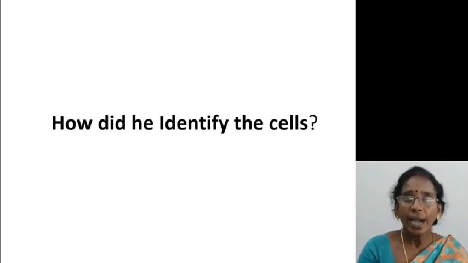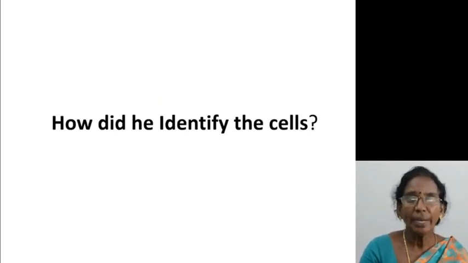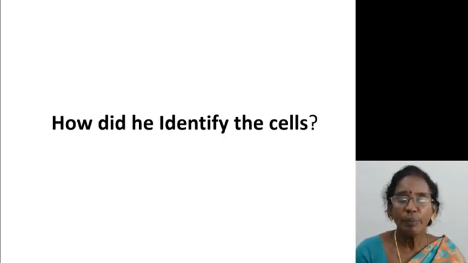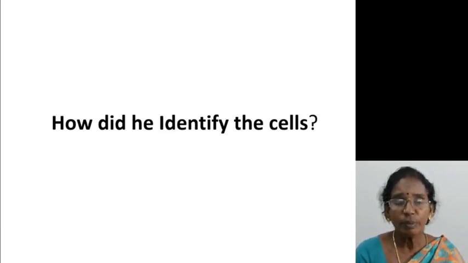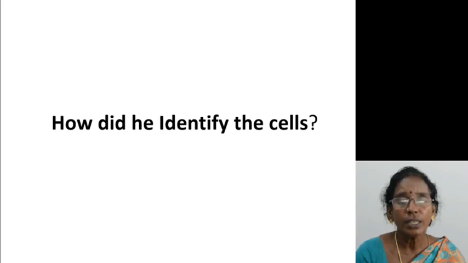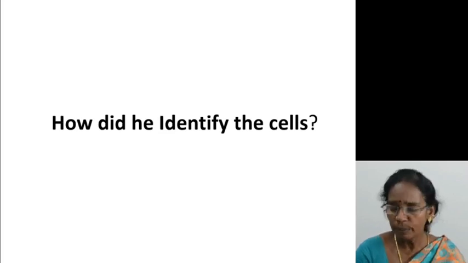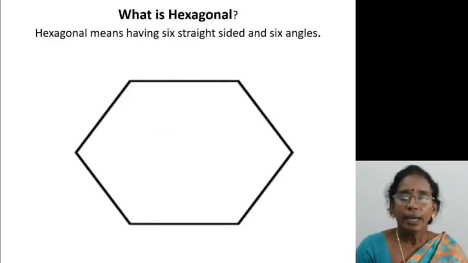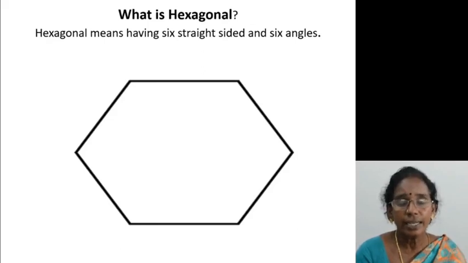How did he identify the cells? One day Hooke made thin sections of a cork. Cork is the substance obtained from the outer layer of the bark of the tree. He made thin sections of a cork and observed them through his microscope. He observed so many identical chambers which are hexagonal in shape. Identical means exactly alike. Chambers means room-like structures. Hexagonal means having 6 sides and 6 angles.